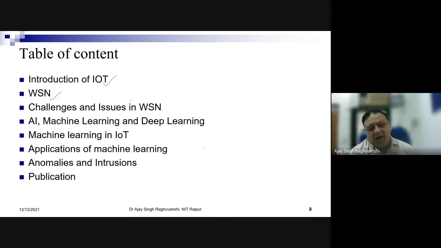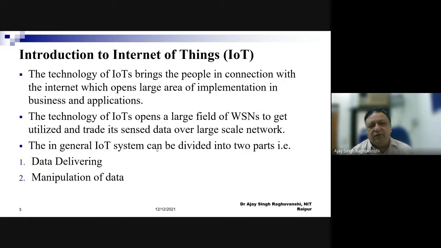Then we talk about AI, machine learning, and deep learning. Then we'll go to machine learning in IoT, basically where in IoT we can use machine learning. Then we'll see the application of machine learning in IoT, and then we'll talk about anomalies and one particular application of machine learning that was developed by me, an intrusion detection by anomalies in IoT, and then we'll see the publications that I have. So this is how we are going to go. We start with the first topic, introduction to Internet of Things.